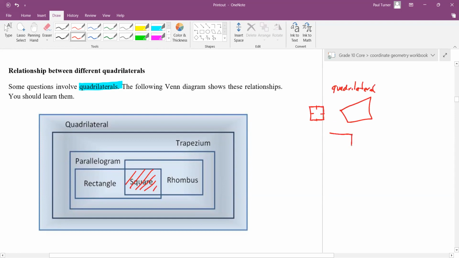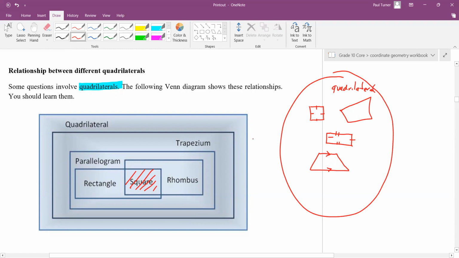You've got rectangles like that. You've got a trapezium or trapezoid, which is that shape where these lines are parallel. All of these are quadrilaterals. So you put a big circle around them. So anything in this big rectangle here is a quadrilateral, not only here.